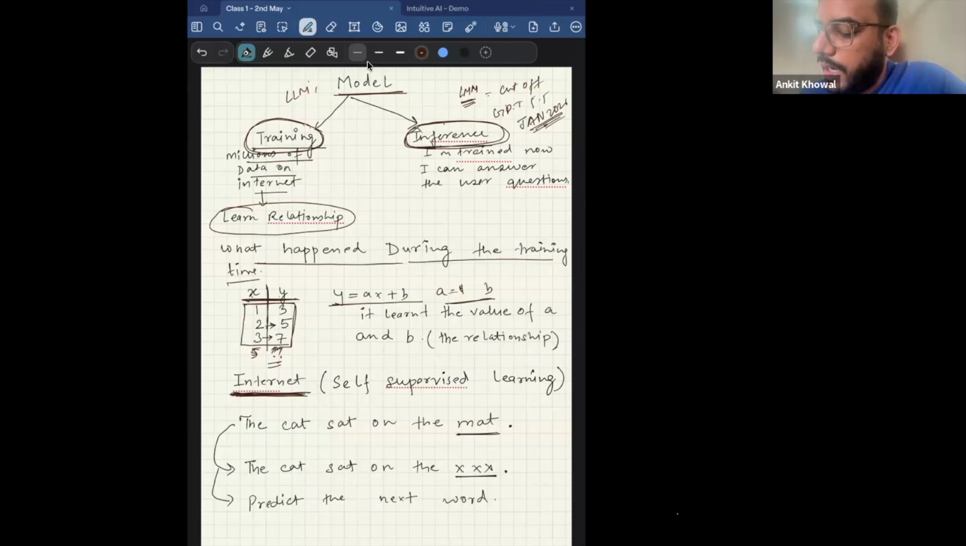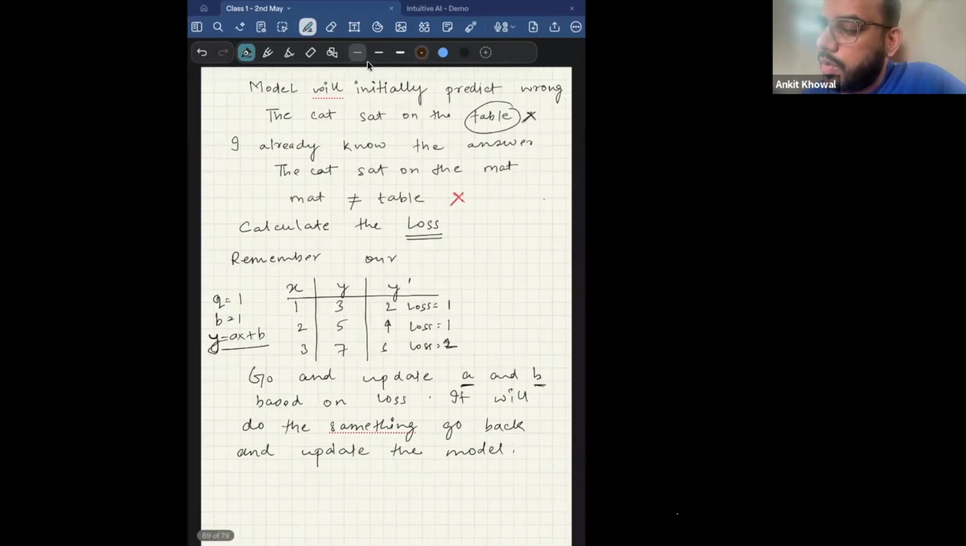So in the training phase, there is a concept called self-supervised learning. Okay. What is self-supervised learning? Let's say there is an article on the internet which says the cat sat on the mat, right? Now, during self-supervised learning, the model will mask the last word in the sentence. If my sentence was the cat sat on the mat, I will mask the mat part. And now I will tell the model, hey, predict what is the last word in this sentence. Now the model will initially predict wrong, right? Because I'm talking about the training phase right now. So the model will say the cat sat on the table. Okay.